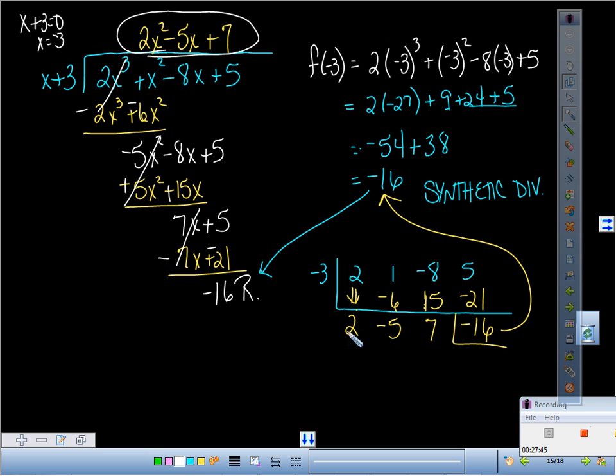Think about this, okay? If you take an x to the third and you divide by an x to the first, what will you get? Since I'm dividing by an x to the first, this is always going to be 1 degree less than this one. That's why it's 2x squared minus 5x plus 7x to the 0. Pretty cool, with my remainder right there. So minus 16 over x plus 3.